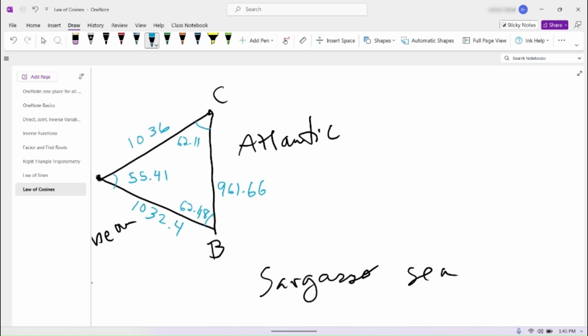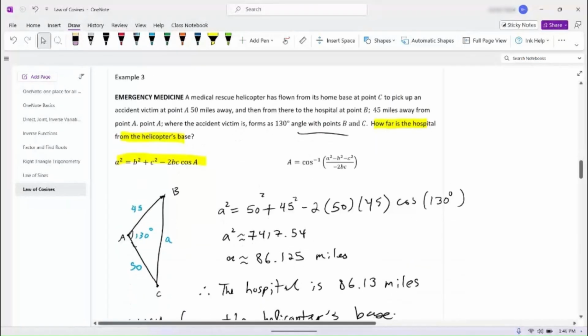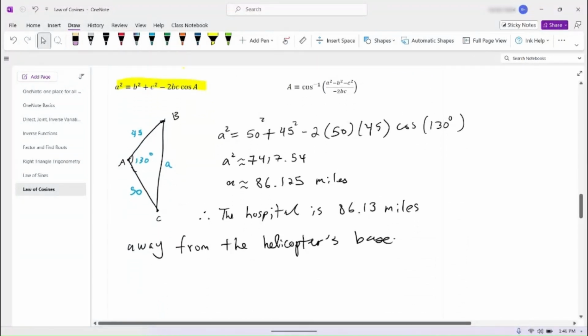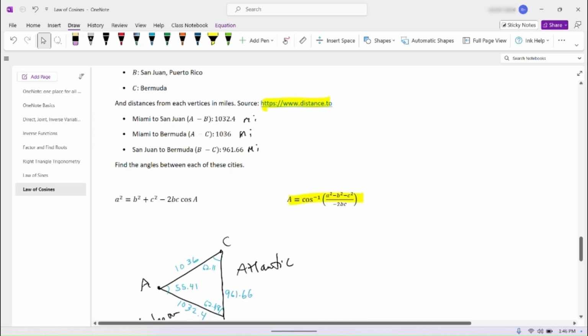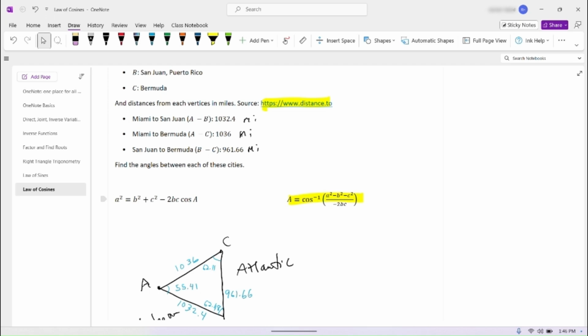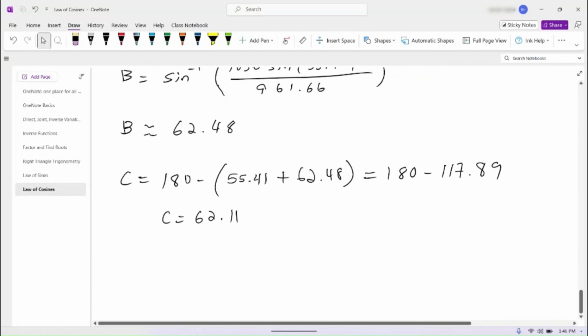So that's it for applications of law of cosines. In the first problem, we looked at emergency medicine, and we needed the generic equation that, when we have an angle sandwiched between two sides, solves for the third side. In the second problem, we looked at the Bermuda Triangle, where we knew all the sides and needed to solve for the angles. In this case, we used the second equation that solves for the angle first. Then we used law of sines and the angle sum of a triangle being 180 degrees to solve the problem. So that's it for law of cosines and its applications.